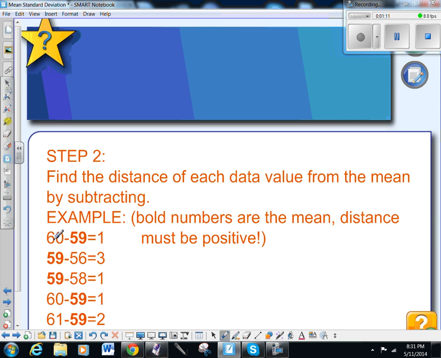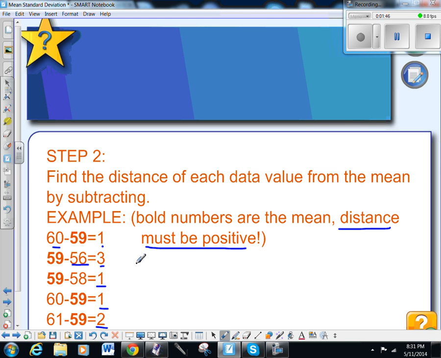And so we're always needing to remember that distance is always positive. That's the absolute part. It's like absolute value. So I take the first number that was in my data set, that was 60, and subtract 59 from it, and I get 1. Second number in my data set was 56, so I subtract 59, and I get 3. Third number was 58. 59 take away 58 is 1. Fourth number was another 60. 60 take away 59, and that's 1. And the last number was 61. 61 take away 59, and that's 2.